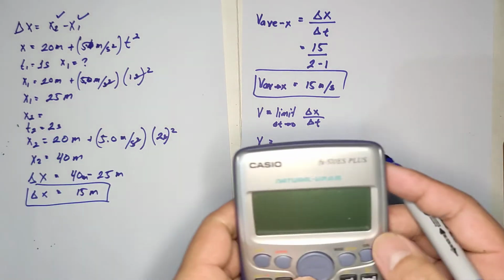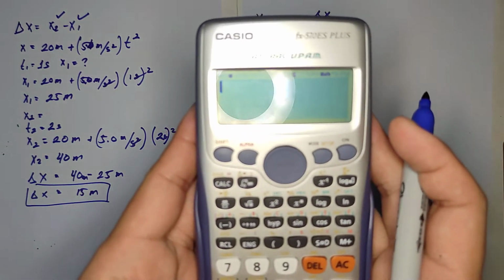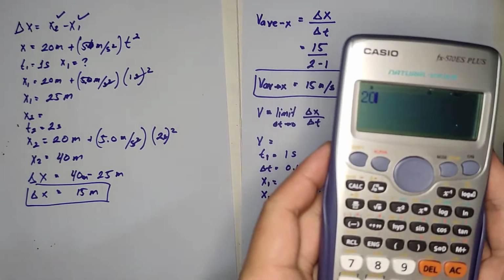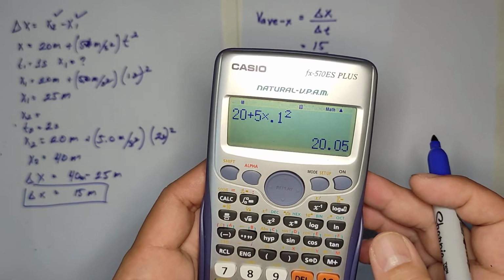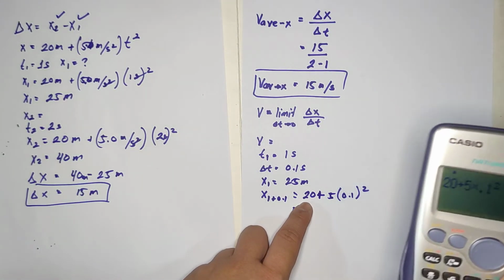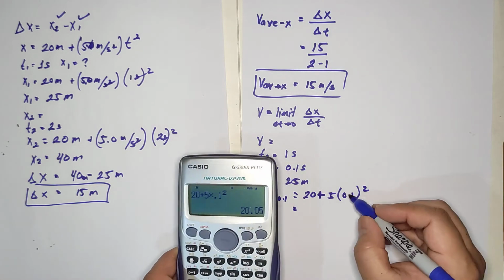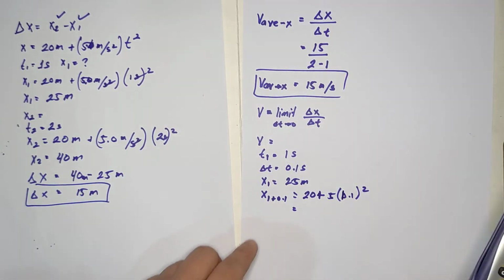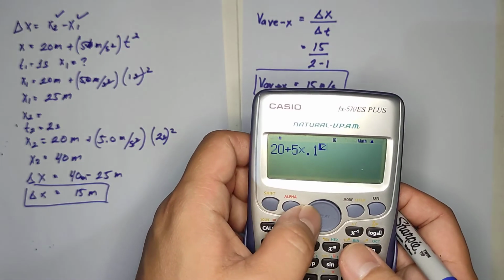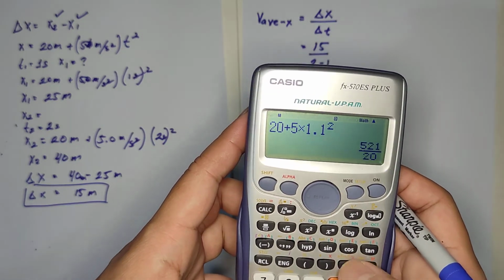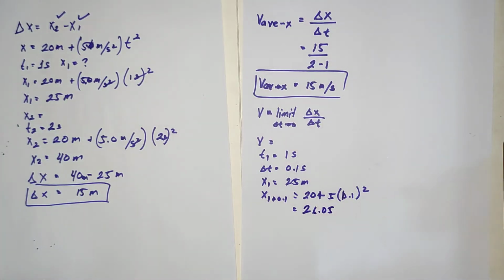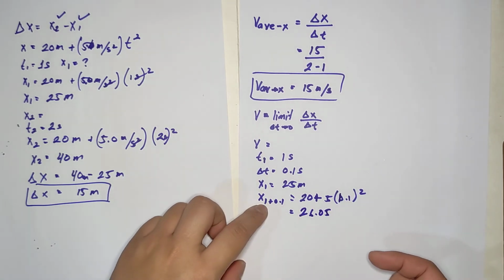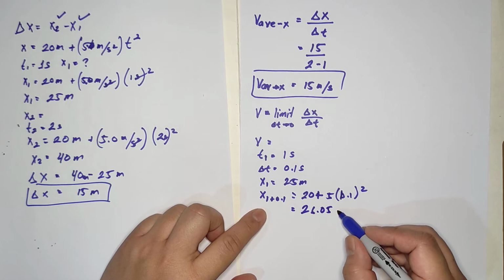Let's just compute. So you have 20 plus 5 times 0.1 squared. So you have, it should be, right? No, it's 1.1 because the delta is 0.1. So it should be 26.05. Okay? Now, that is the x1. Actually, that is the x1.1. It's 26.05 meters.